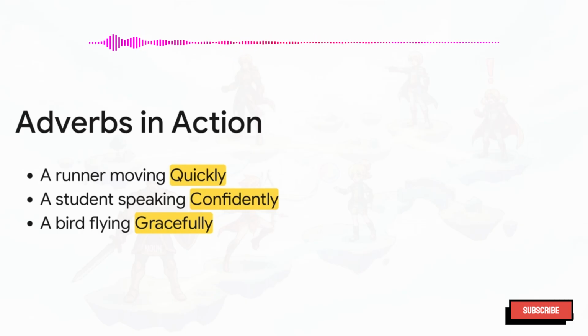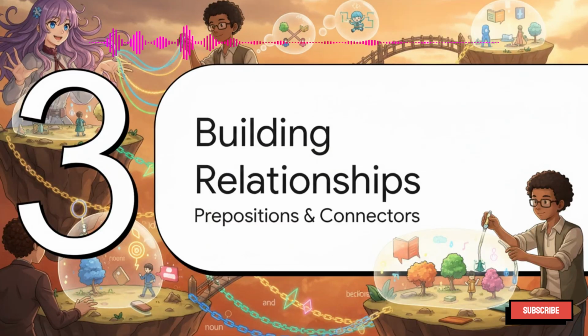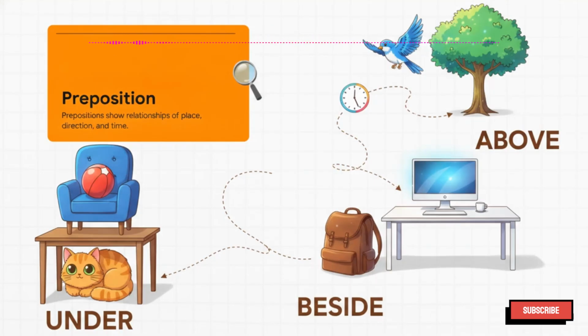It is flying gracefully. Words like quickly, confidently, gracefully, and even words like carefully and always, they modify the action. They give us the critical context we absolutely need to fully understand the scene. Let's move on and see how this builds as we look at part 3, building relationships and connections, focusing on prepositions and conjunctions. So we've got our nouns, our actions, and our descriptions. Now we actually need to know how to link these individual ideas and phrases together to form more complex thoughts.